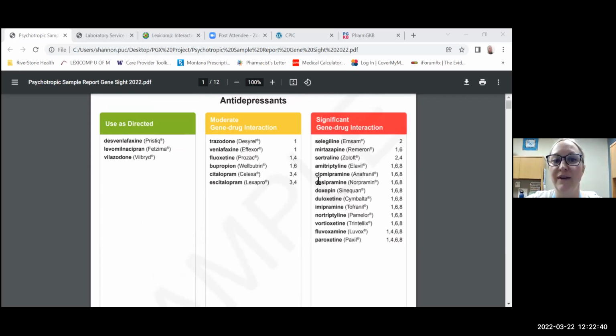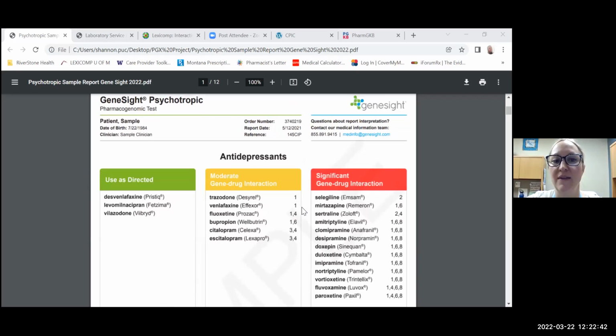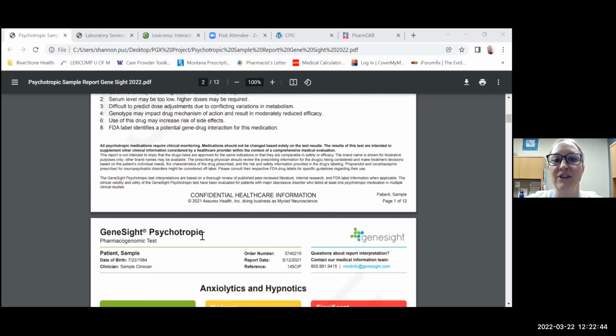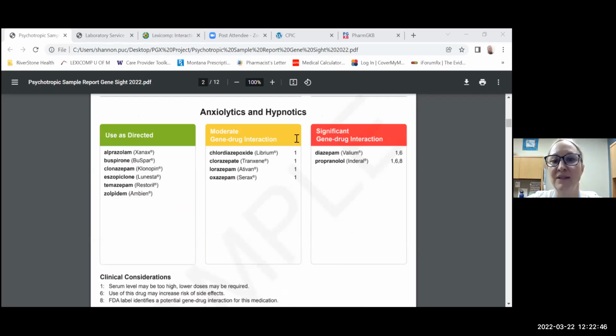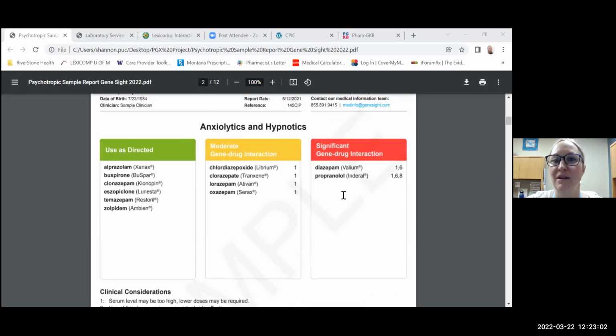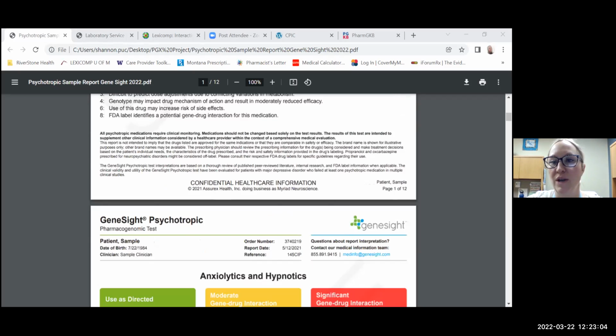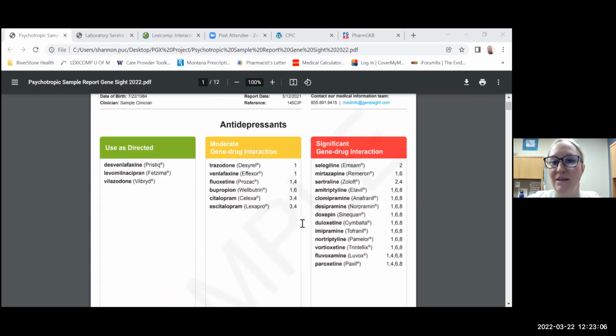It classifies in antidepressants and then goes down to anxiolytics. Benzos, besides diazepam, have very low significant liver metabolism that would warrant any changes based on their genetics. Propranolol, this patient. So the fun thing is when you get more into this, I can tell this patient is a poor CYP2D6 metabolizer based on everything that's showing up here on the right. That's metabolized by that pathway.